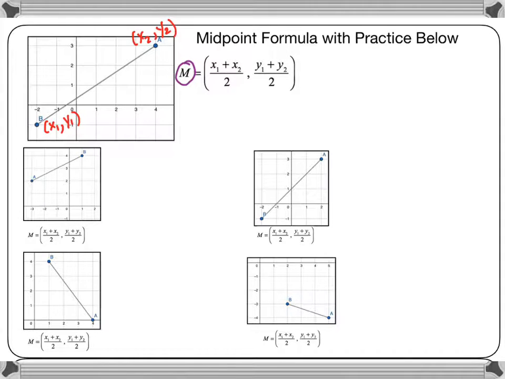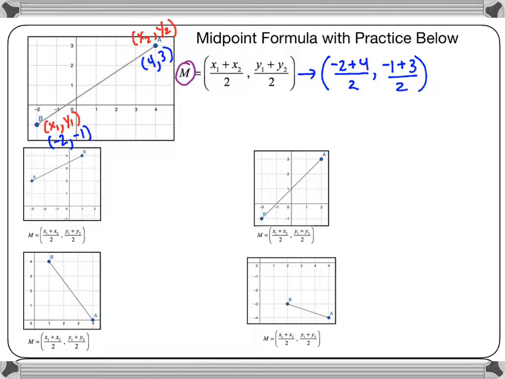So as I plug in the midpoint, I'm going to need some values from this, so let's grab those values. It's going to be (-2, -1) and (4, 3). Let's plug these in and see what we get. The x value of the midpoint is going to be (-2 + 4) divided by 2, and the y value is going to be (-1 + 3) all over 2.